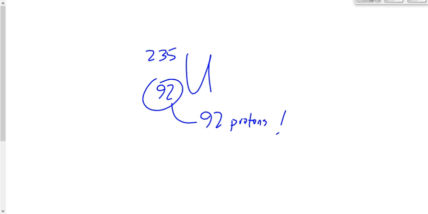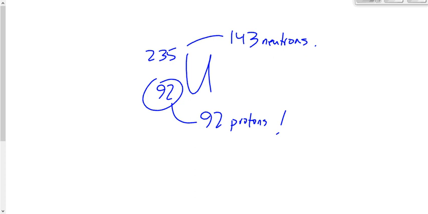Okay, how many neutrons does uranium-235 have? 143, right. Which is 235 minus 92. Does that make sense? Good? Easy enough, right? You just have to remember that.